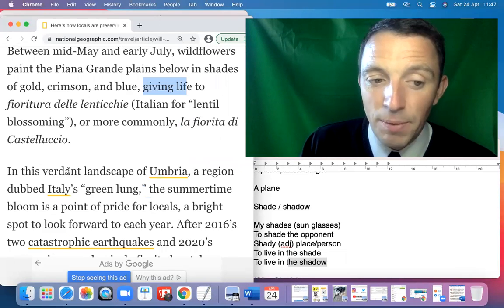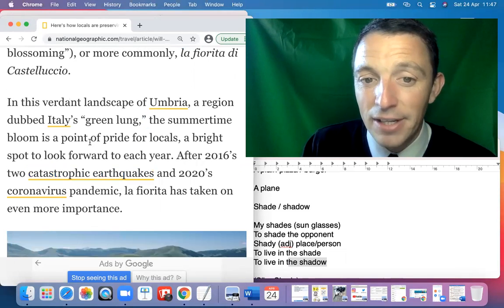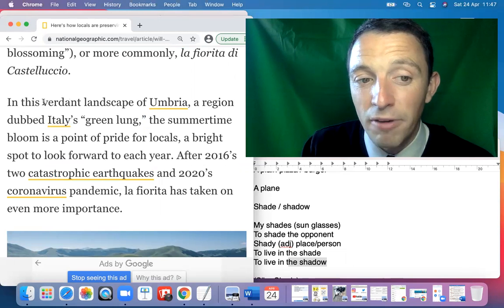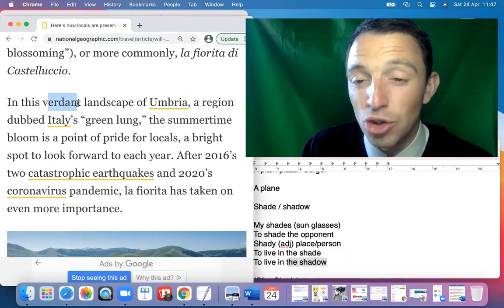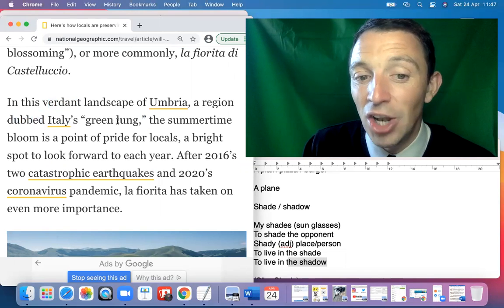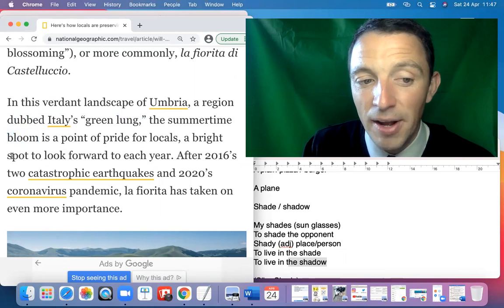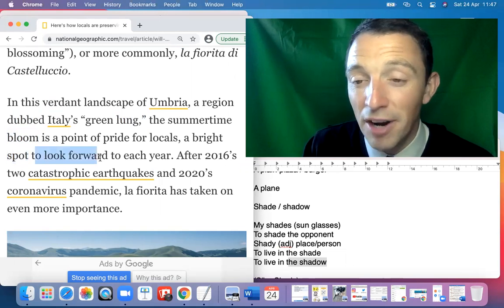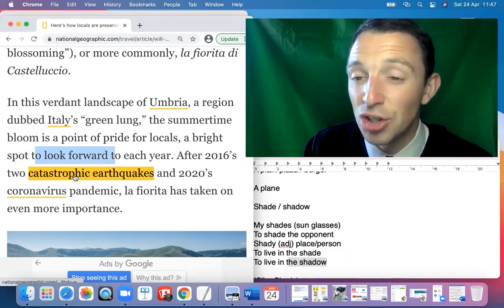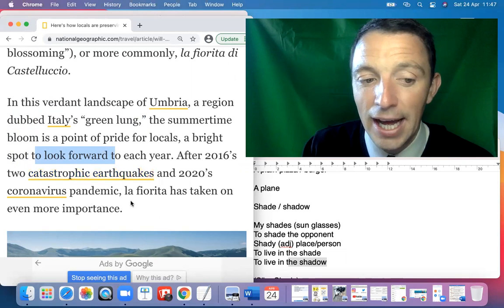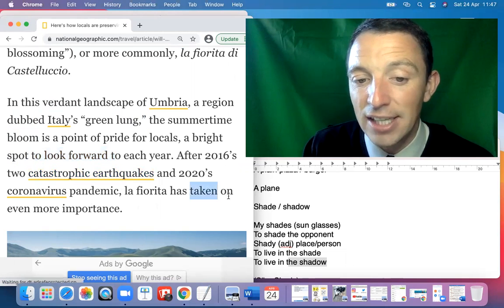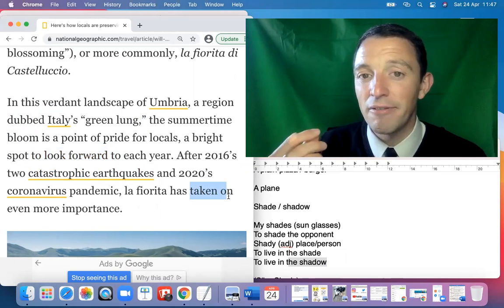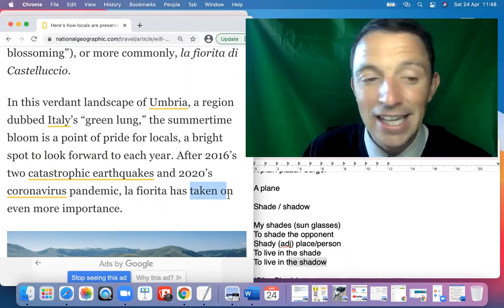Typical, good expression. And the next paragraph, the first word for me is very, very difficult. There's two words, verdant, also dubbed, also the lung, okay? And we explained bloom already. Spot is very important. Look forward to is very, very important. Catastrophic, good vocabulary. Taken on is a phrasal verb. So there's maybe 4 or 5 very important lessons in this paragraph.